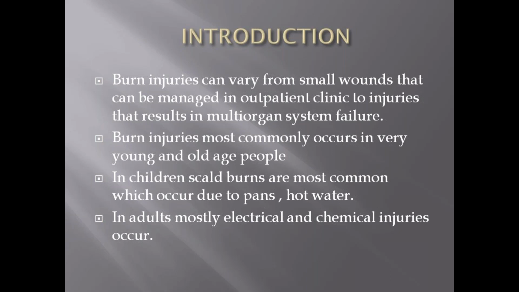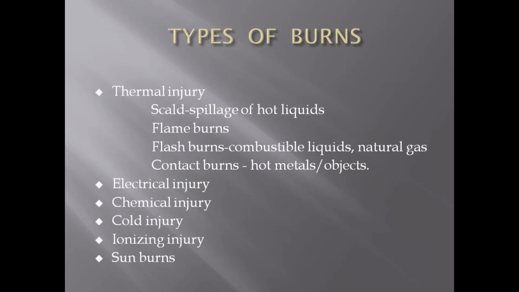Burn injuries most commonly occur in very young and old age people. In young, that is in children, scalp burns are most common, which occur due to pans, hot water, etc. In adults, mostly burns occur due to electrical and chemical injuries. Coming to the types of burns, the broad classification is dermal injury, electrical injury, chemical injury, ionized injury, and sunburns. Under dermal injury, again there will be scalds, flame burns, flash burns, contact burns.